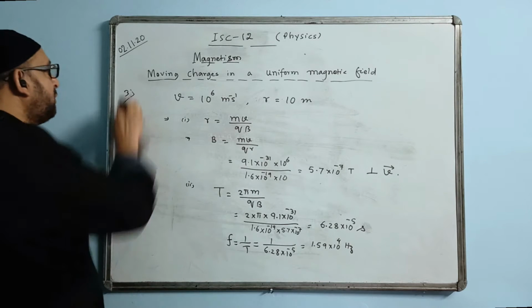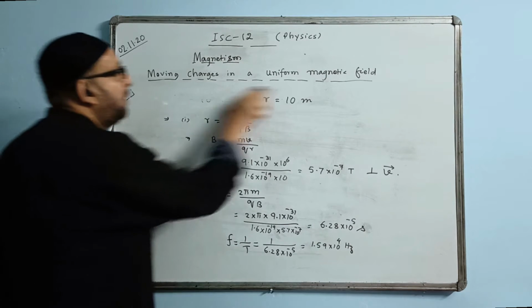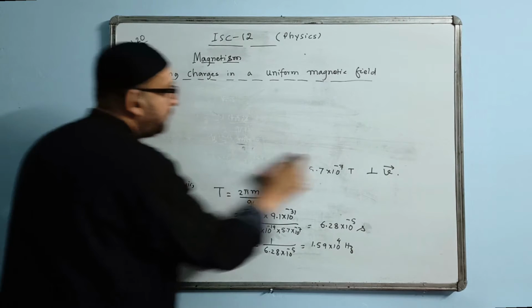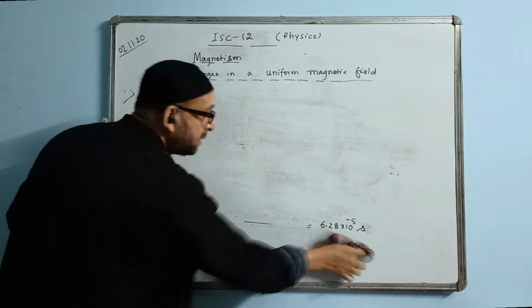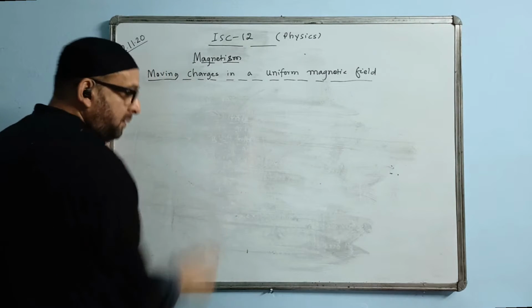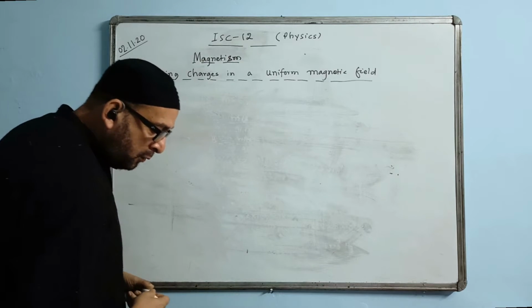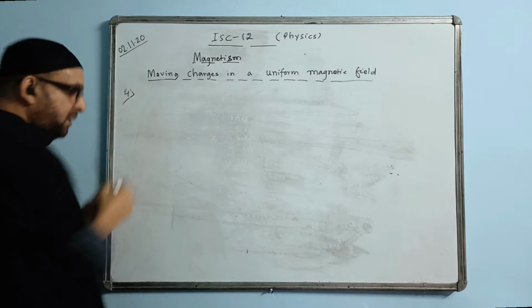Now we are doing another question, that is question number 4 from the book. This type of question will carry 3 marks in ICSE if it comes. Question number 4 from the book is like this.